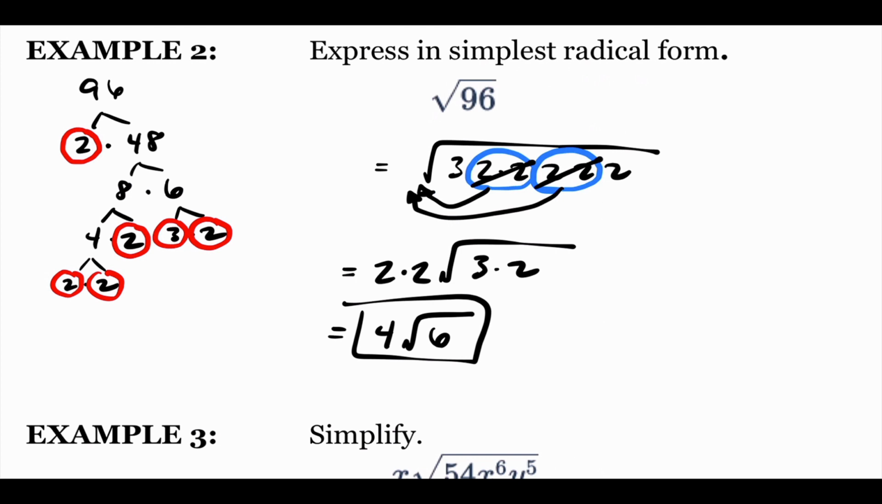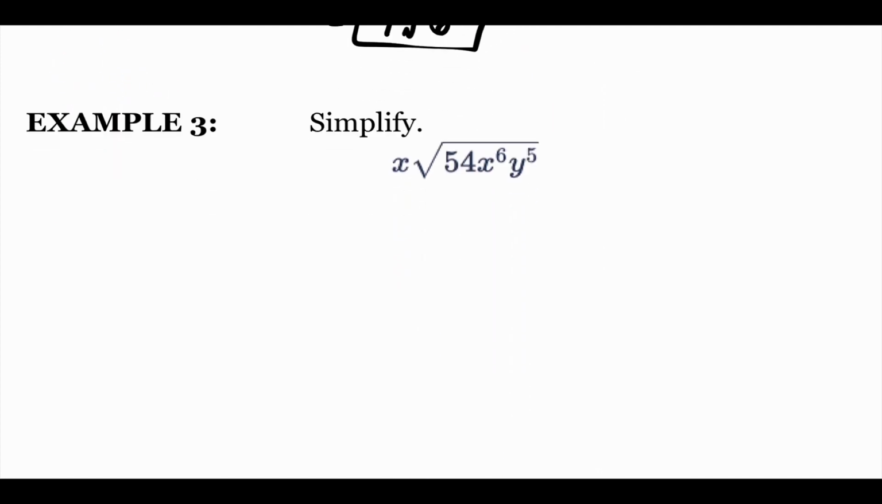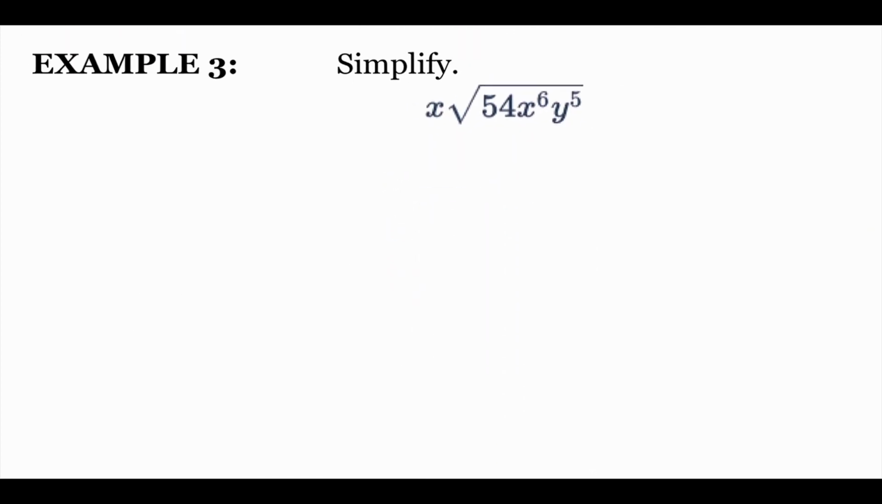All right. Let's go to example number 3 now. Example number 3 is the same. I just include letters with the numbers. Actually, letters are easier to do because letters you can do in your head. Numbers, you need the factor tree. But letters you can do in your head, and I'll show you.